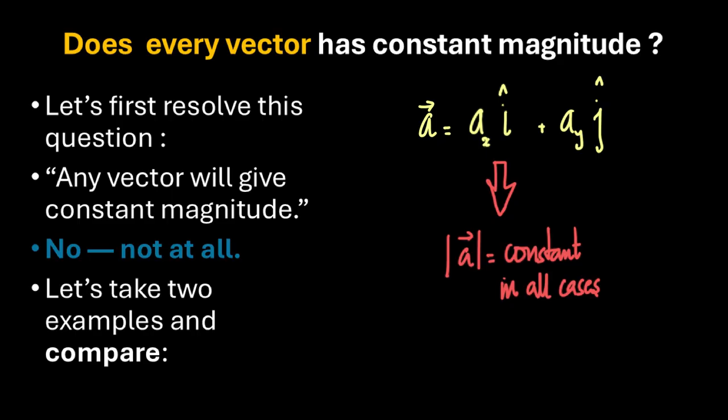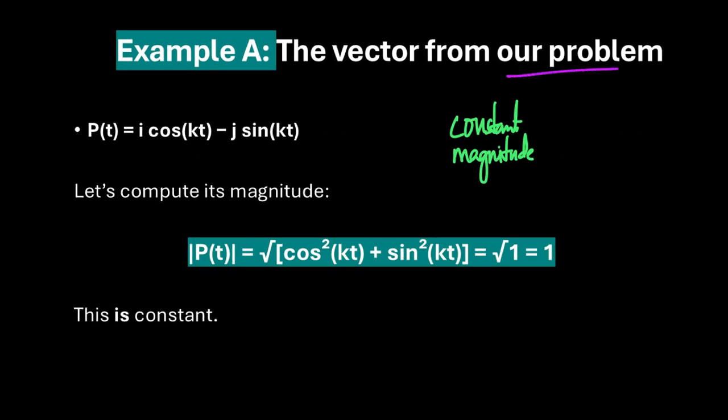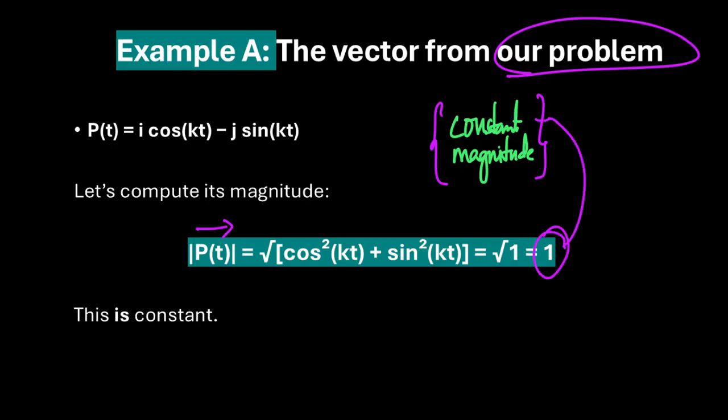Vector A is equal to Ax i plus Ay j, and the magnitude of this vector would be constant in all cases, is what we generally think of. Now, to understand this, let us take a couple of examples and compare what these two mean. So, example one: what is given in our problem here? Momentum vector p of t is i cos kt minus j sin kt, and this is of constant magnitude. Why? Because when you take the magnitude of this vector, we get 1, which is a constant, which is not surprising.